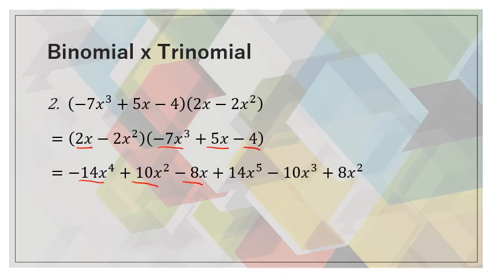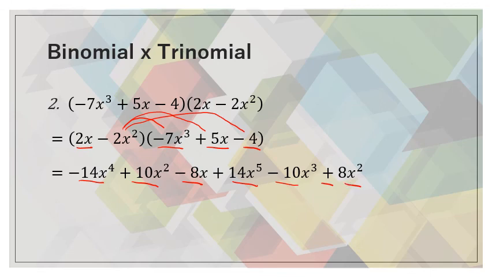And then now we go to the second term of the binomial. So minus 2x squared multiplied to negative 7x cubed, that will now give us a positive 14x to the power 5. Minus 2x squared multiplied to 5x gives us minus 10x cubed. And finally, minus 2x squared multiplied to minus 4 will give us a plus 8x squared.